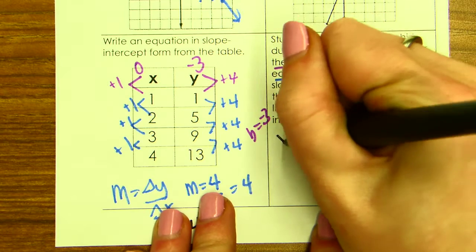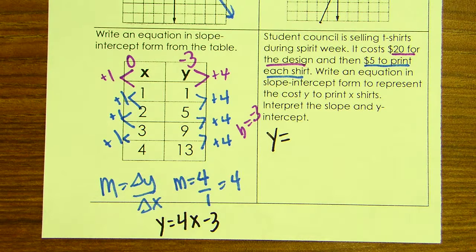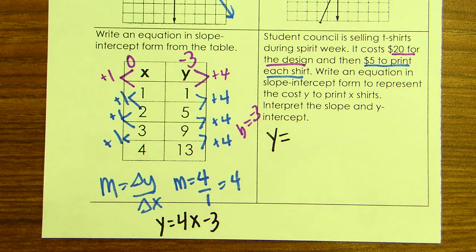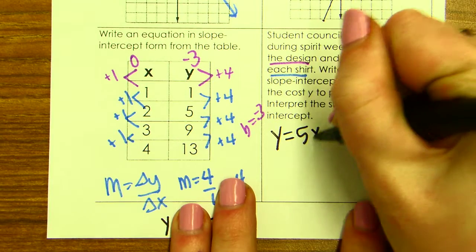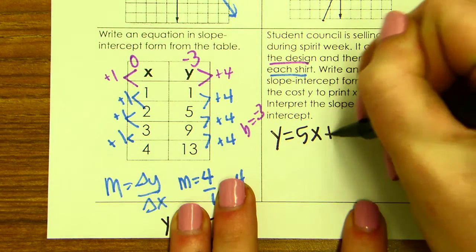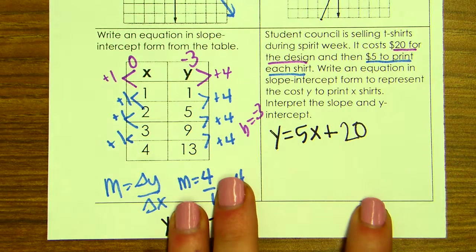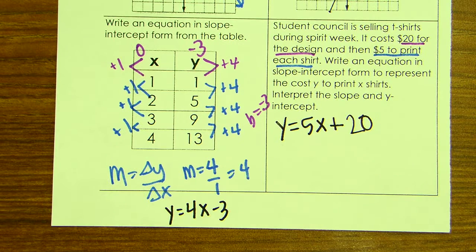So I'm going to start my equation. Y equals, m should come next, my slope. Slope is the same thing as rate of change. So I want to know how much the price changes for each shirt. So that would be $5. So 5x plus, how much do I pay for 0 shirts? I pay $20 just for the design. So there's my equation. And then to interpret means to say what it means in the story problem.